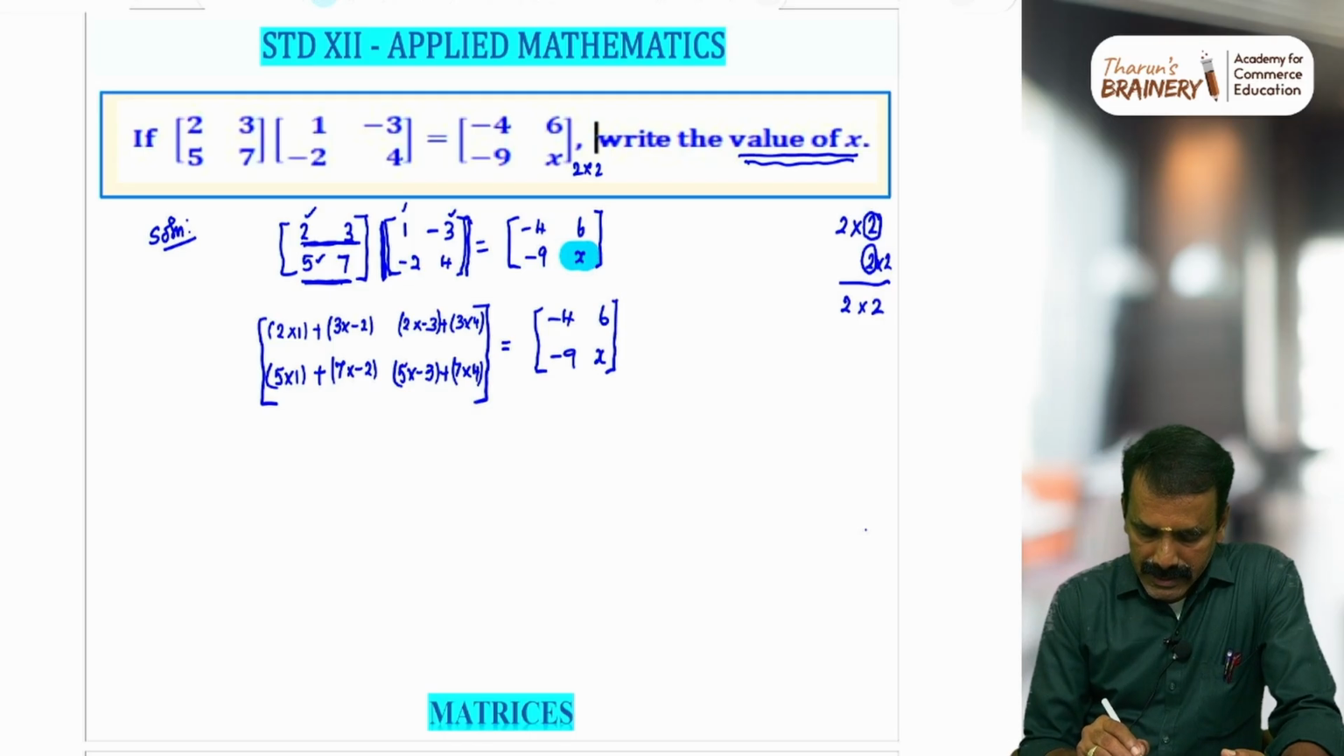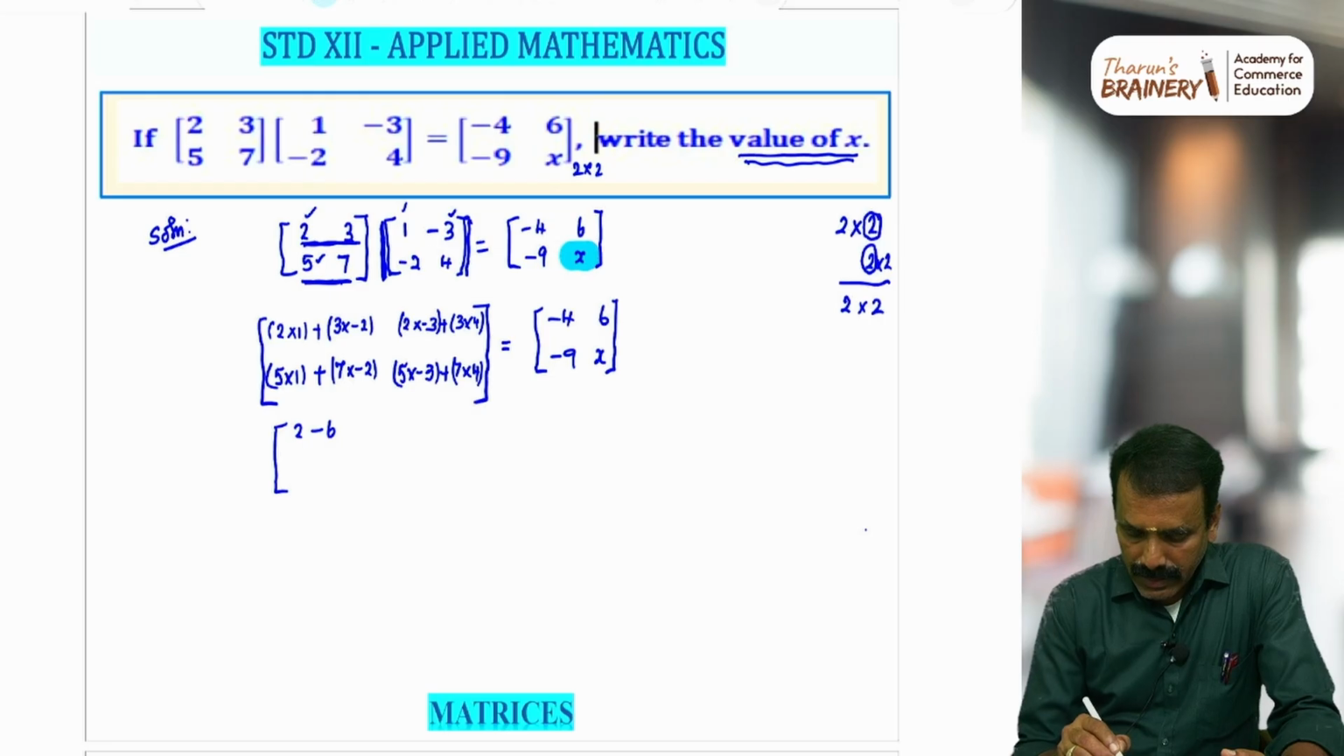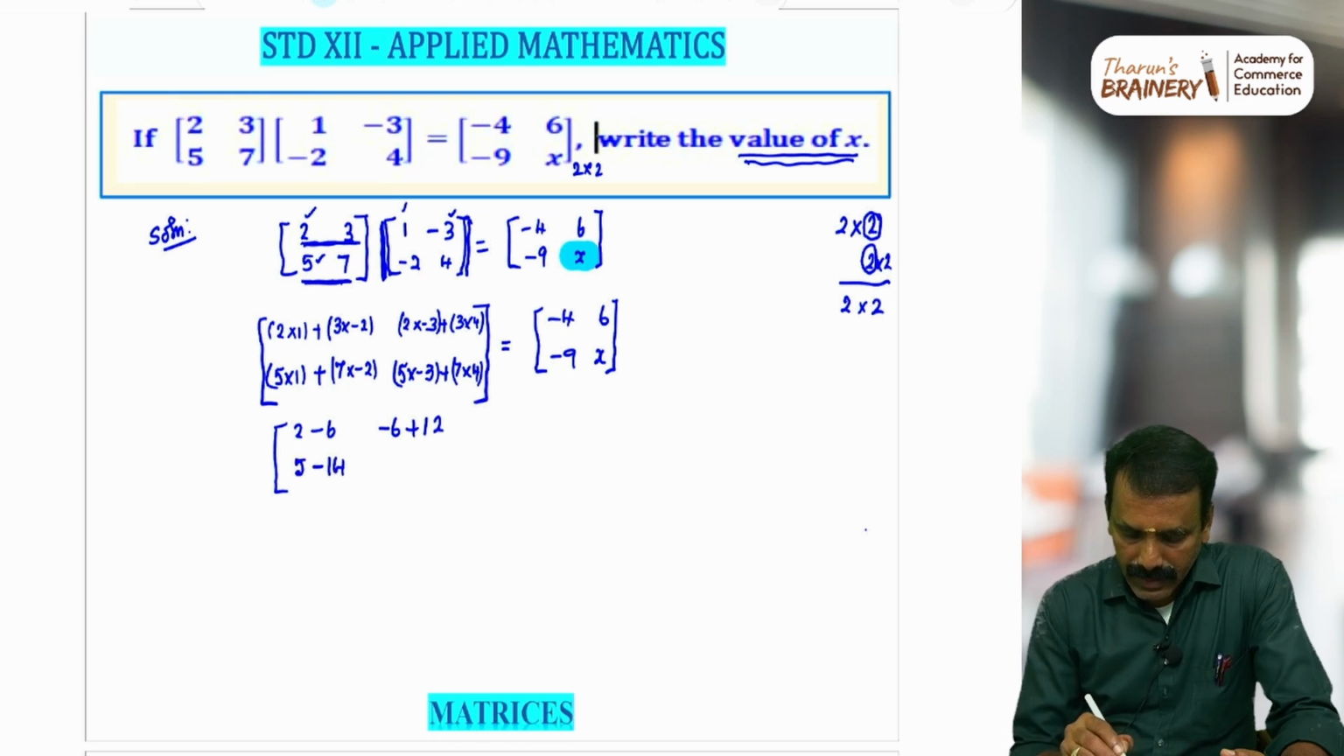So we simplify this expression now. 2 ones are 2. 3 into minus 2 is minus 6. Here 2 into minus 3 is minus 6. 3 into 4 is 12. Here 5, minus 7 into 2, 14. Here 5 into minus 3 is minus 15. Plus 7 into 4 is 28. 7 fours are 28, which is equal to minus 4, 6, minus 9, x.